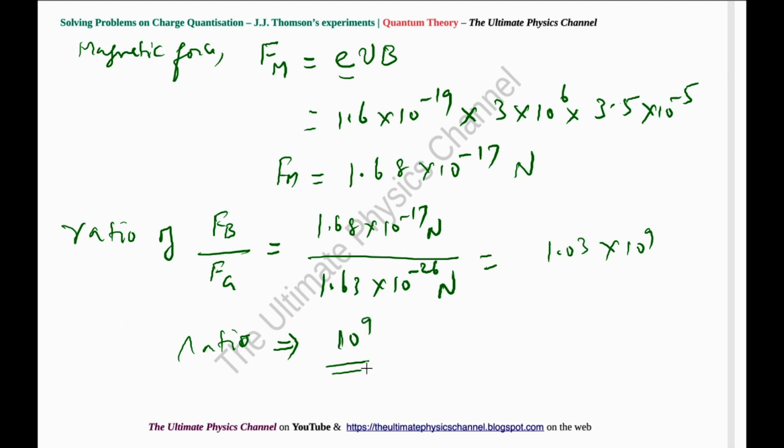So the magnetic force on the cosmic ray proton at the equator is 1 billion times greater than the gravitational force on the proton. That is obviously due to the very small mass of the proton. So let's move on to the next problem.